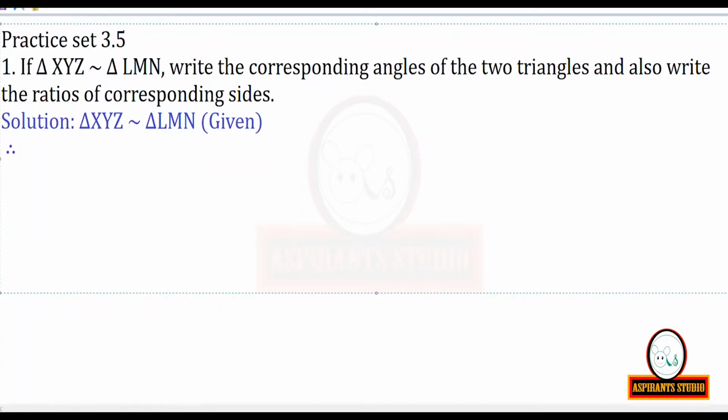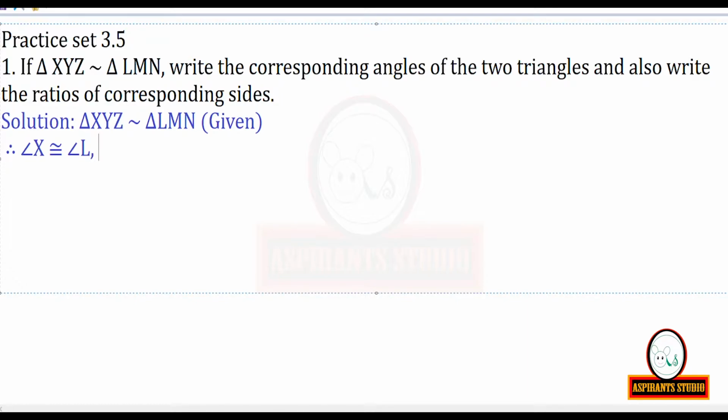Practice set 3.5. If triangle XYZ is similar to triangle LMN, write the corresponding angles of the two triangles and also write the ratios of corresponding sides. Triangle XYZ is similar to triangle LMN is given.